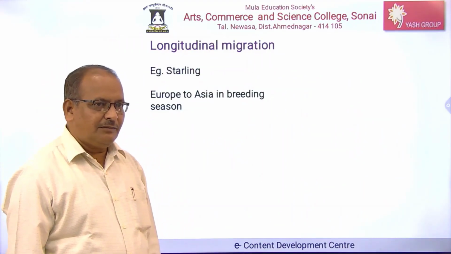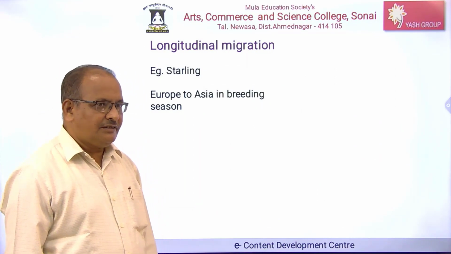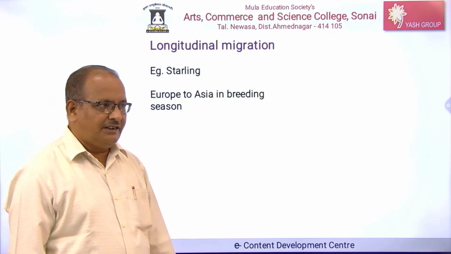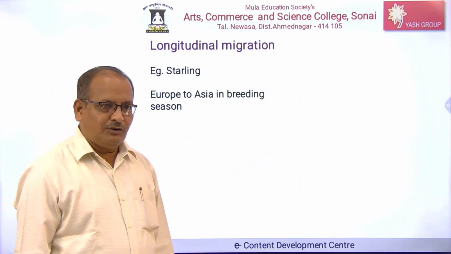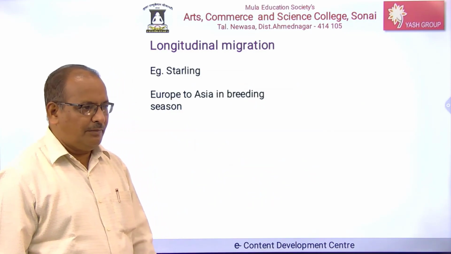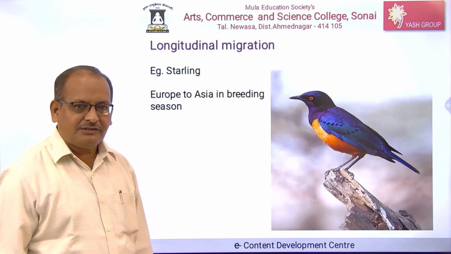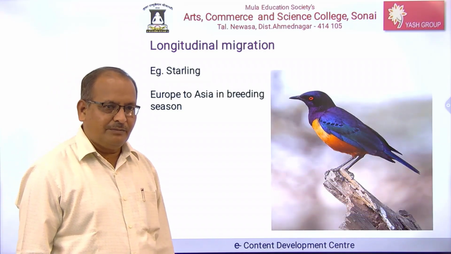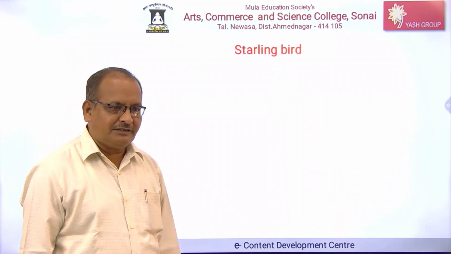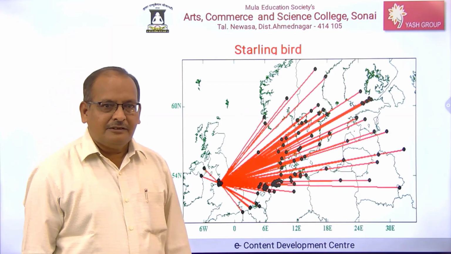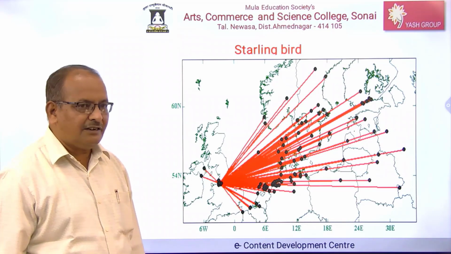The second one is longitudinal migration. The example is the starling. What is longitudinal migration? It is migration from one longitude to another, for example from Europe to Asia, or back from the Asian continent to the European continent. The starling is a bird which migrates from Europe to Asia during the breeding season. This picture shows how the migration of the starling occurs.